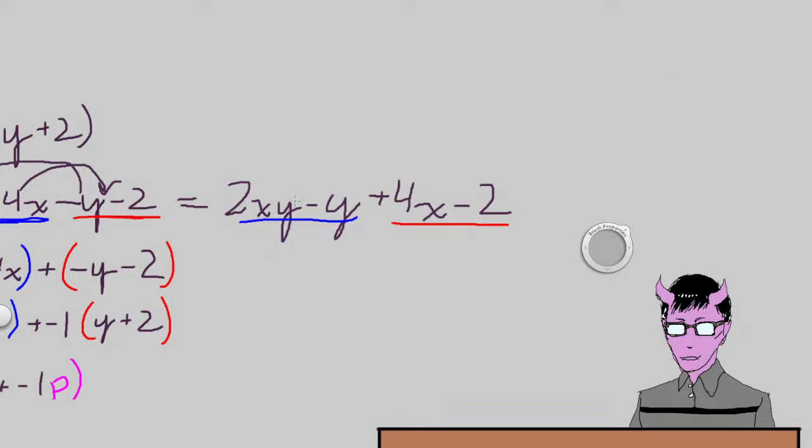Why are we grouping it in this way? Because we see that there's a 2 here, and then there's a 1 here. This one is double of that one, and this one is double of that one. Also, there's a y here, and there's a y there. So it makes sense to group those 2 together.